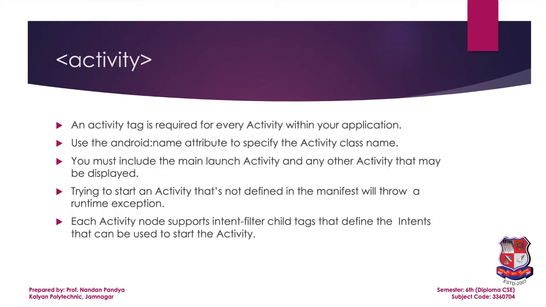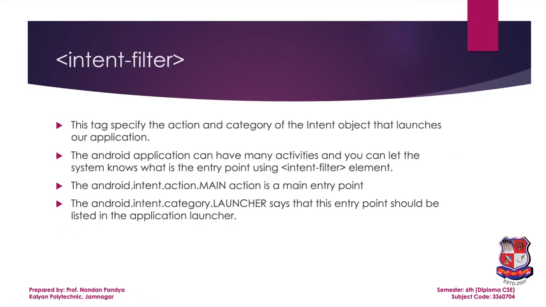The next and major part of our manifest file is the activity tag that declares an activity that implements part of the application's visual user interface or UI. All activities must be represented by an activity tag element in the manifest file, and any undeclared activities will not be seen by the system and will never be able to run.